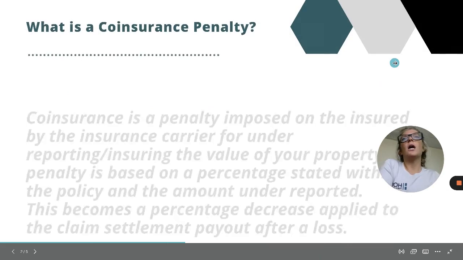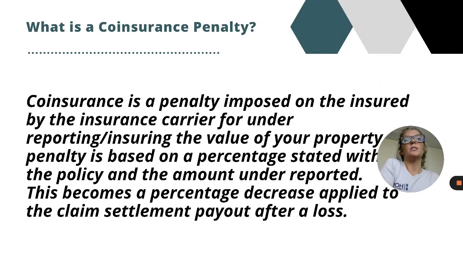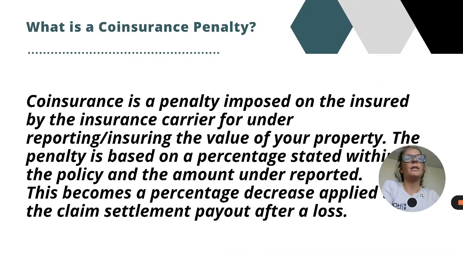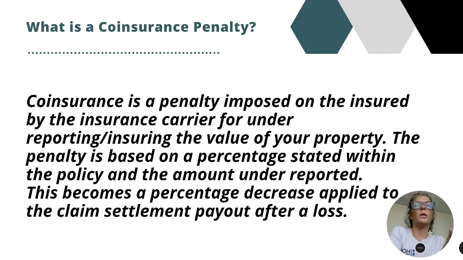Just to start off, a coinsurance penalty is a penalty that's imposed on the insured by the insurance carrier for underreporting or underinsuring the value of the property. The penalty is based on a percentage stated within the policy and the amount underreported. So this becomes a percentage decrease applied to the claim settlement payout after a loss. In other words, this is a penalty that's applied when the property is underinsured due to the coinsurance clause within the policy.